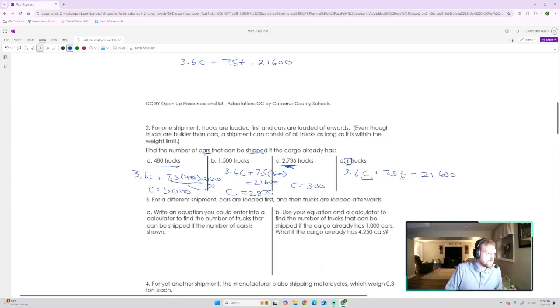So in this case, since this is plus 7.5T, I'm going to subtract 7.5T, and that's going to go bye-bye. And I'm going to subtract 7.5T on the other side. I can't combine like terms because this has a T and the other one does not. So I'm left with 3.6C on the left and 21,600 minus 7.5T on the right. And lastly, to get C by itself, I'm going to divide by 3.6. So I get C equals 21,600 minus 7.5T, all divided by 3.6.